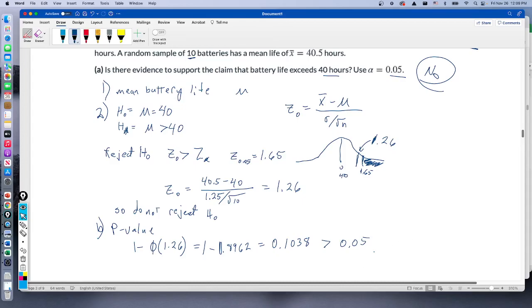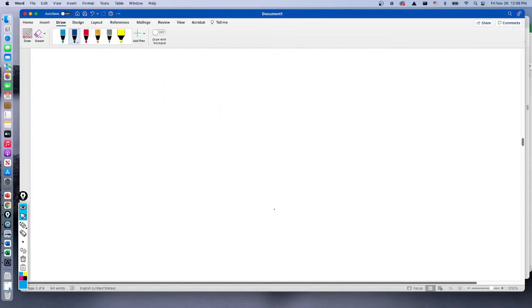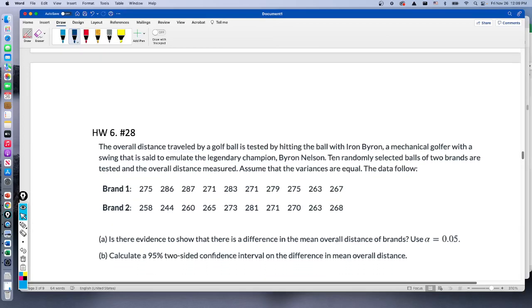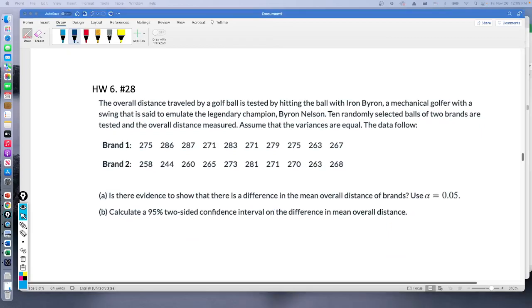Okay, so whether you directly look at the z values up here, the z value doesn't exceed the critical value, or if we go to the alpha value, the p-value compared to the alpha, both of those are ways of checking. Okay. So we've got 2 more to go through, and then we'll look at homework number 6, number 28, and we've got 2 questions to answer on that one.